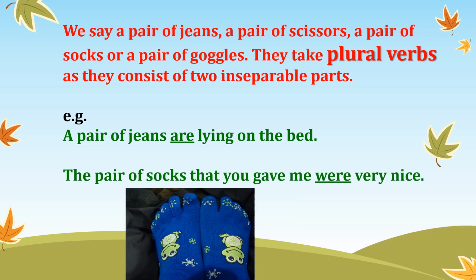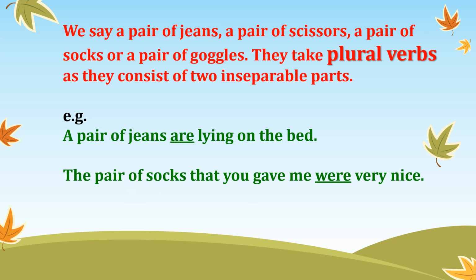Let us take another example. The pair of socks that you gave me were very nice. So here we are talking about the pair of socks that you gave me. Again, we are talking about a pair over here. It is not one, it is a pair. And with a pair, we have to use a plural verb. So we have used were over here. So always remember, with a pair of jeans, a pair of scissors, a pair of socks, a pair of goggles, we always use plural verbs.